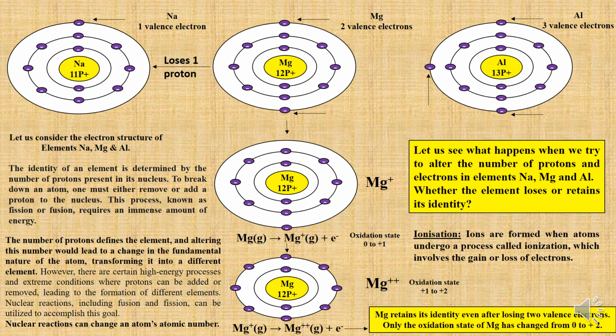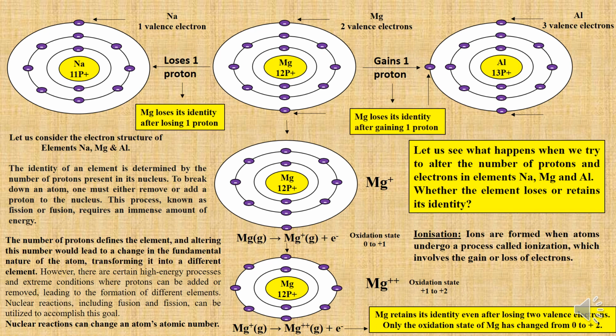When magnesium loses one proton, it loses its identity, and that will be sodium. When magnesium gains one proton, it again loses its identity, and it will be aluminium. So it's just a hypothetical example that I considered to make you understand what happens when an element either loses or gains a proton.